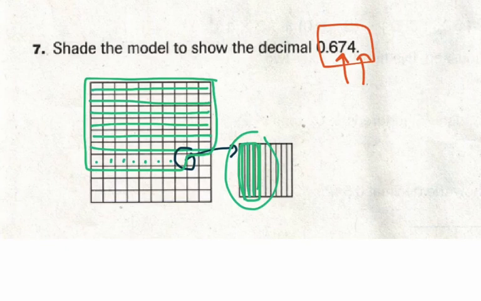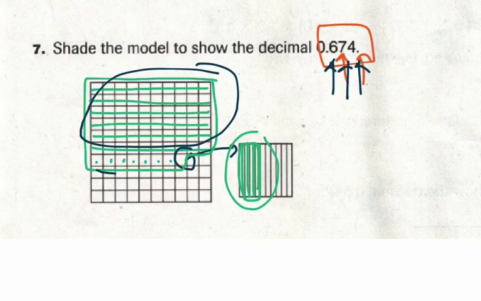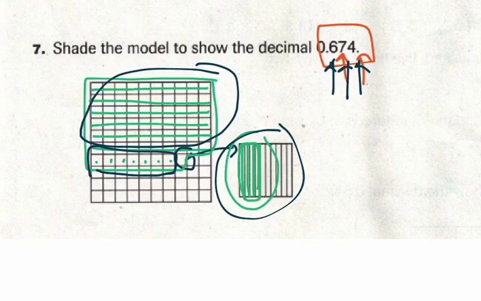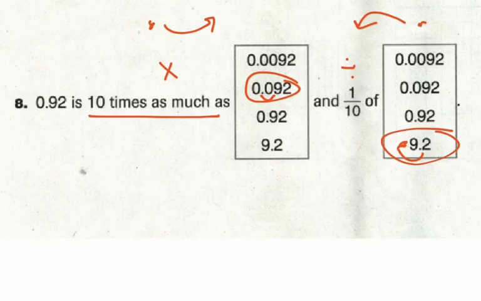Same problem here as we did before. I'm doing 6 tenths, 7 hundredths, and 4 thousandths. Here is my 6 tenths, here is my 7 hundredths, and here is my 4 thousandths. This one is the same as we did before, it's just a practice exercise.